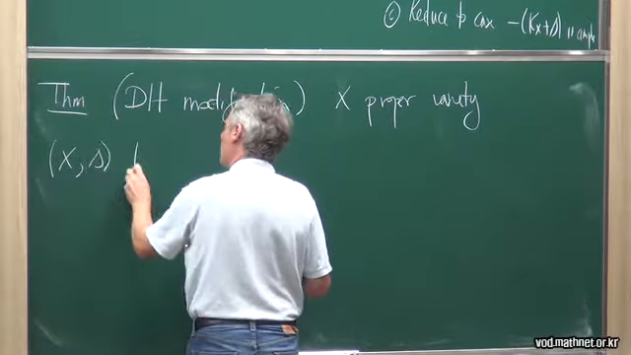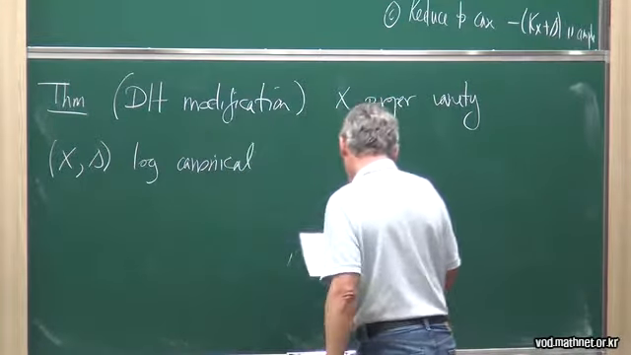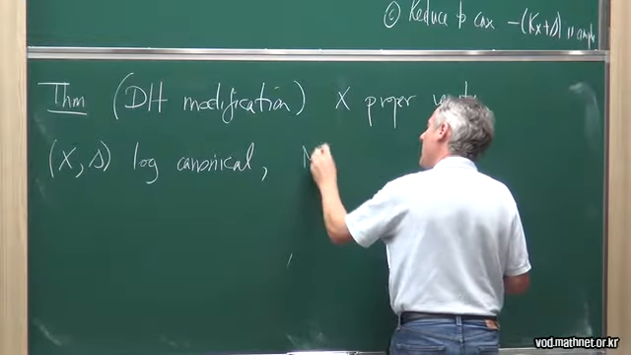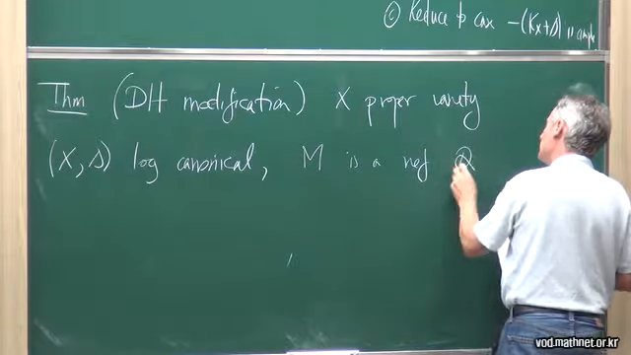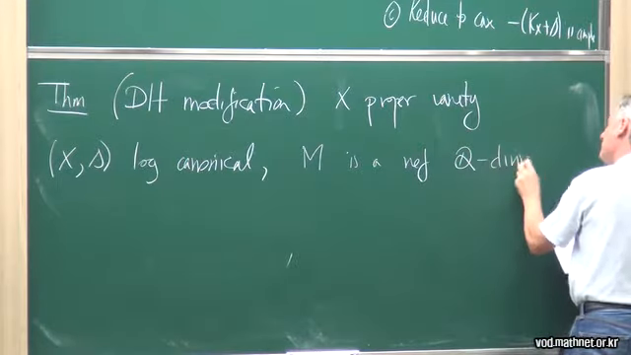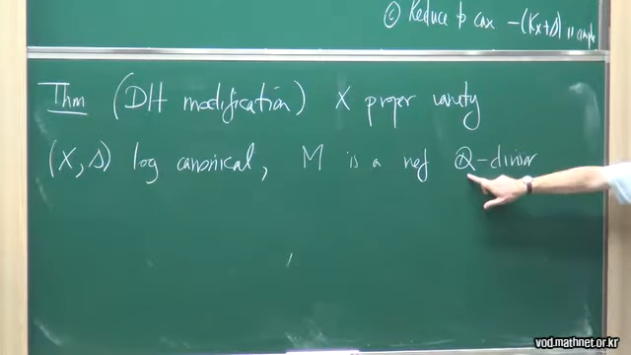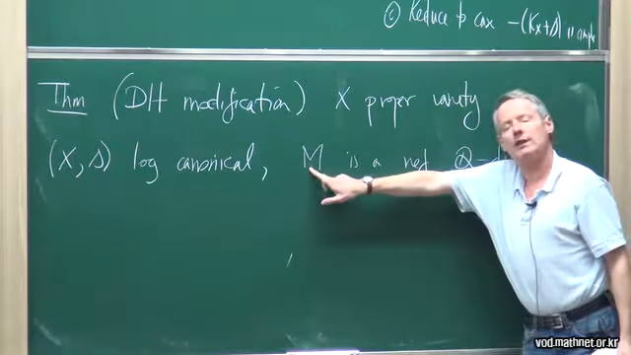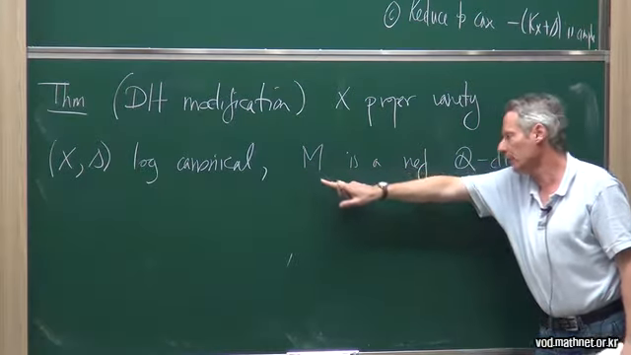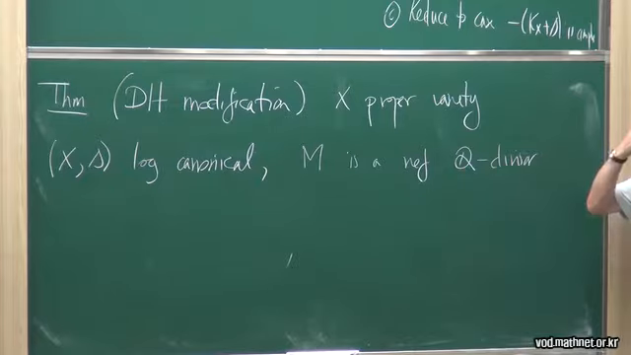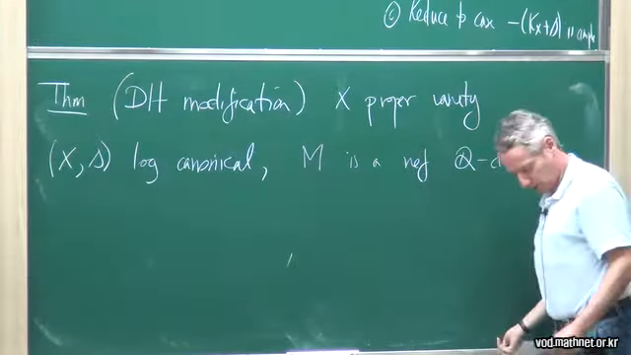X delta is log canonical. The usual suspects. But now, let's suppose that M is a nef Q-divisor. And this is where I'm cheating a little bit in the statement of my theorem. In applications, M will be minus (K_X plus delta), or is essentially K_X plus delta. So we can't quite prove our result in full generality. We have to assume that delta is a Q-divisor.